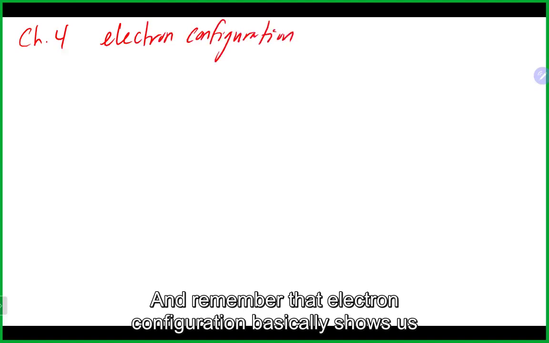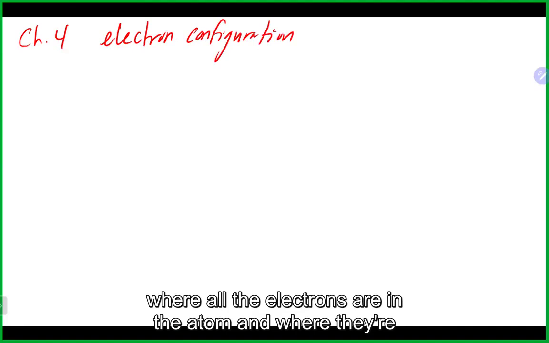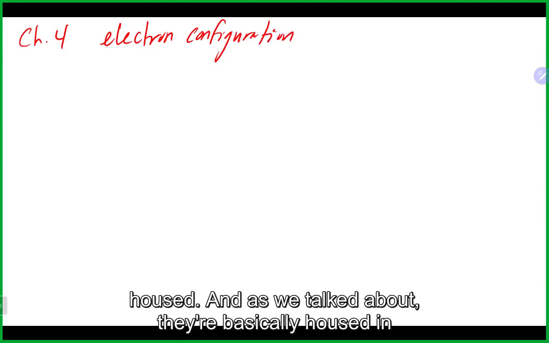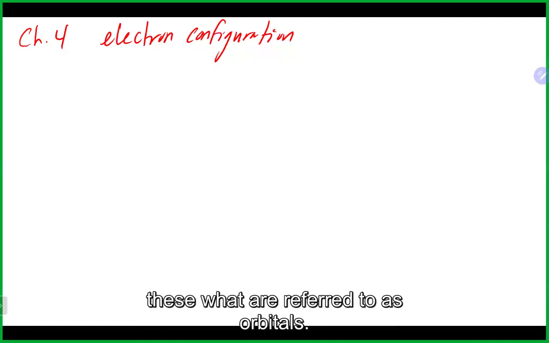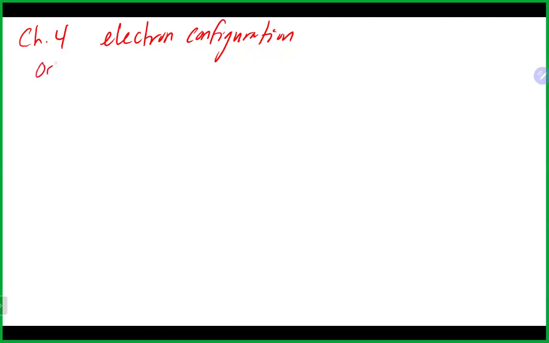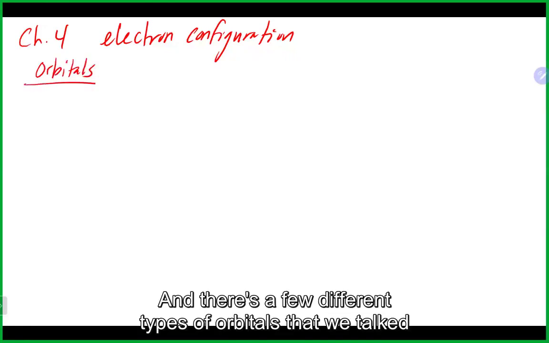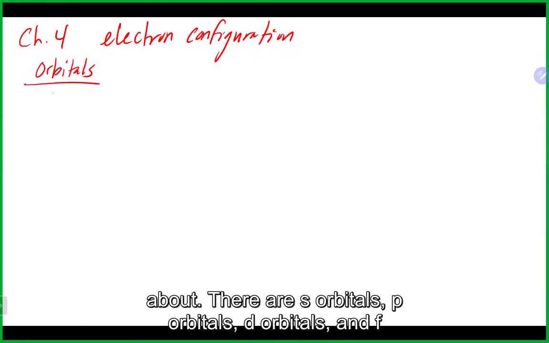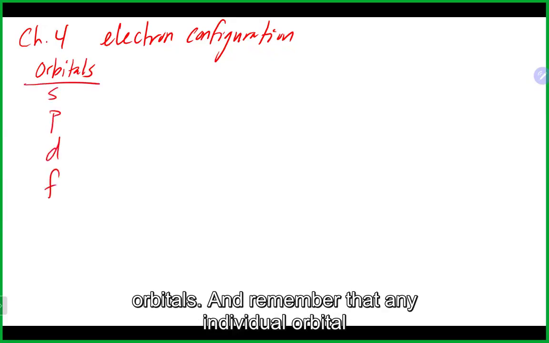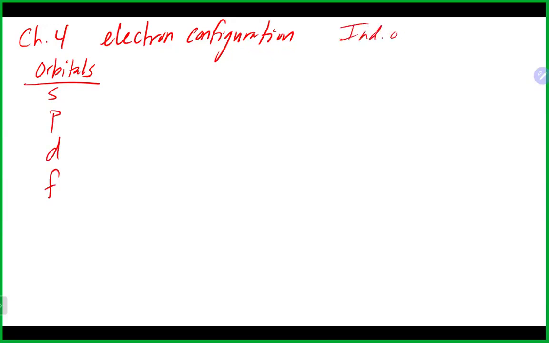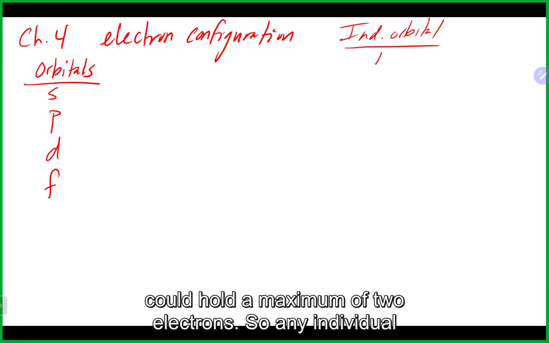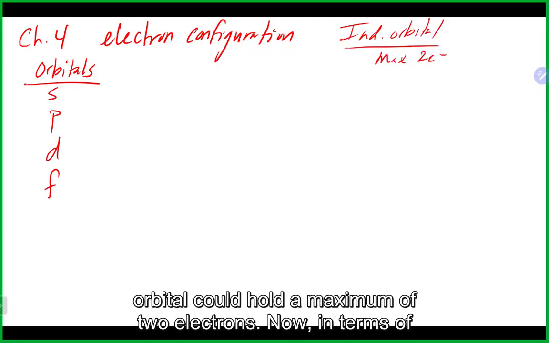And remember that electron configuration basically shows us where all of the electrons are in the atom and where they're housed. And as we talked about, they're basically housed in what are referred to as orbitals. There's a few different types of orbitals that we talked about: s orbitals, p orbitals, d orbitals, and f orbitals. And remember that any individual orbital could hold a maximum of 2 electrons.